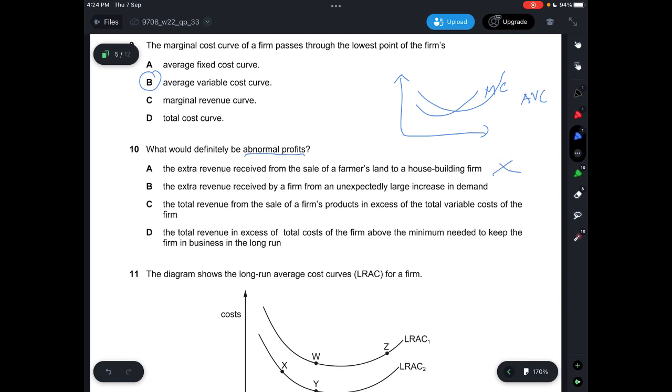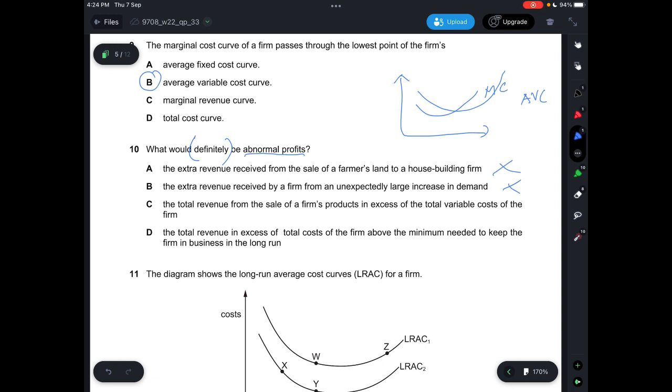Not correct. Because here it says definitely B, alright? And B, the extra revenue received by a firm from an unexpectedly large increase in demand. Now, even though you have an extra revenue, that doesn't mean that you have extra profits, because if you minus your cost and it equals to zero, there's no profit. Profit is basically the money that you earn from actually all these sales.